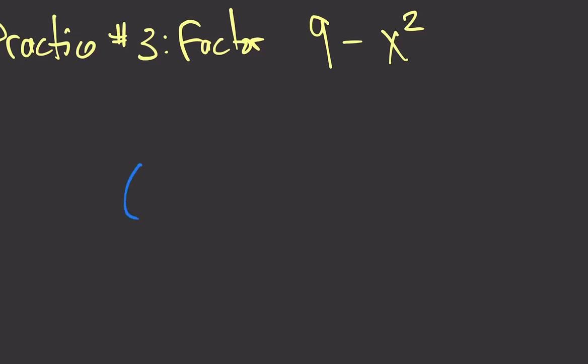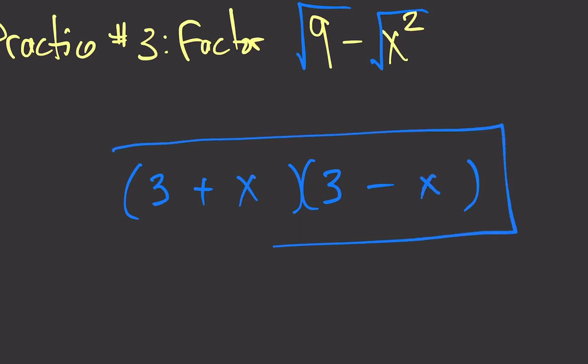All right, so remember, the first term in the expression has to go first in the parentheses. So the square root of 9 is 3. You're going to have to start with a 3. One sign's plus, one's minus. Square root of x squared is simply x. So this is 3 plus x, 3 minus x.